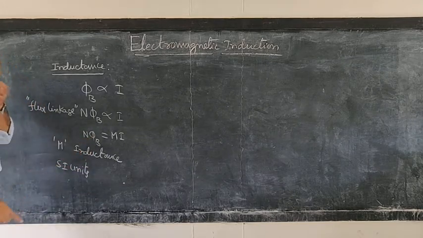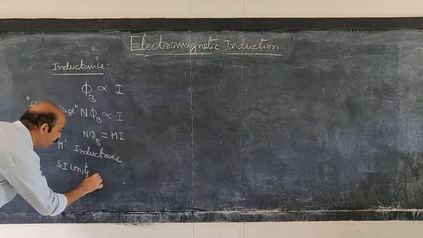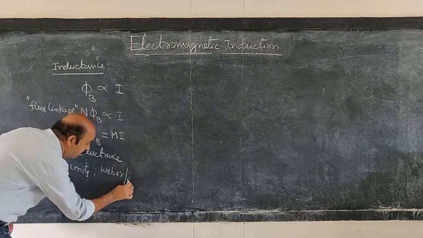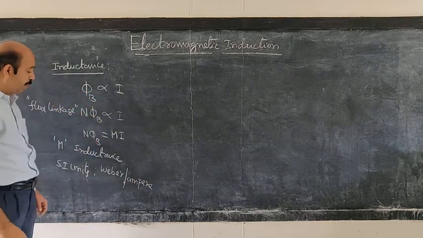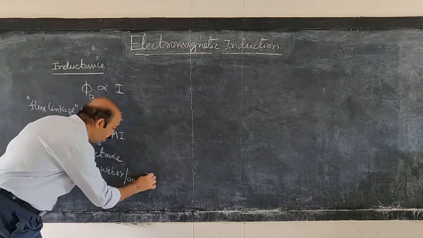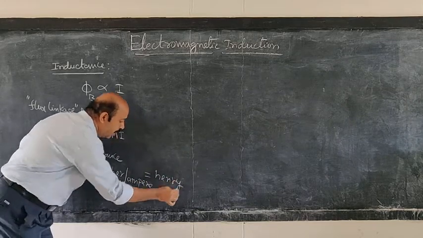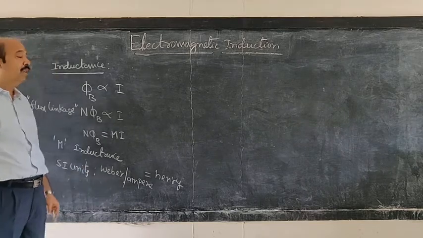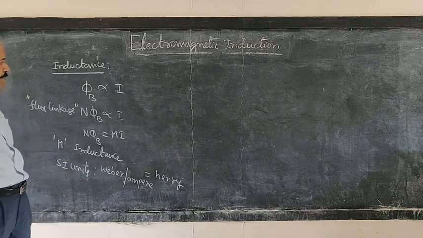So the SI units are from this. Flux is expressed in Webers, and hence you bring that current here. Therefore, Weber per ampere is the unit, and 1 Weber per ampere is called a Henry. The name of the unit Henry is given in memory of the scientist Henry. Okay, so that is about the unit.